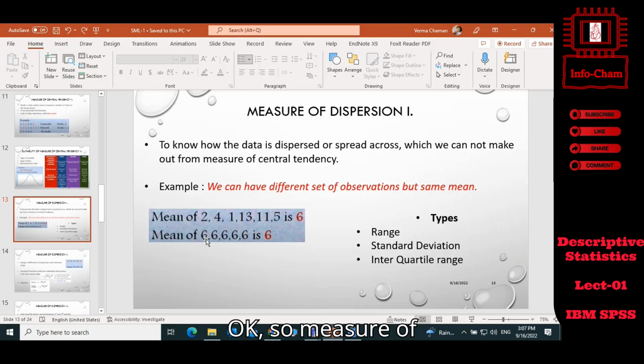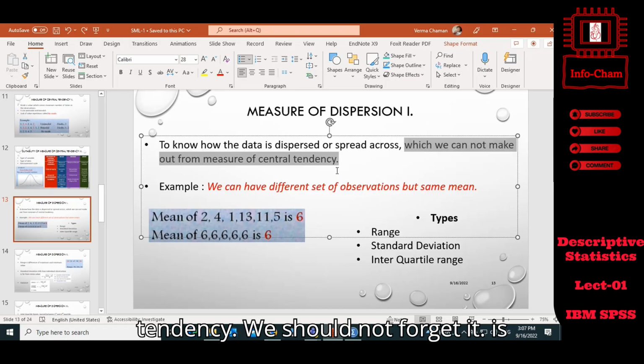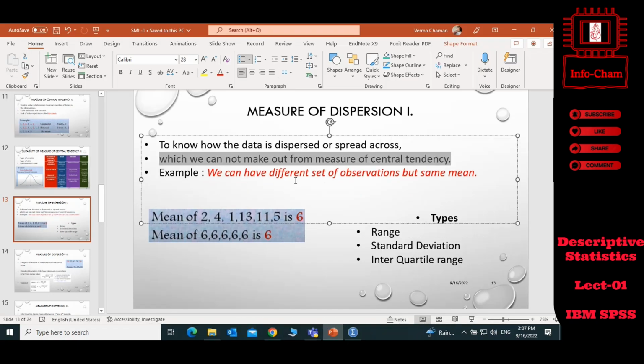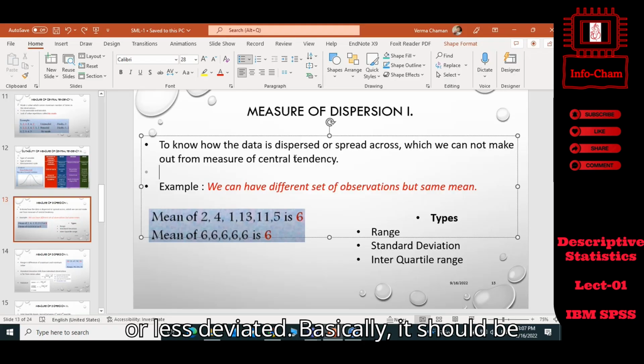Okay, so measure of dispersion. Dispersion is the standard deviation. How the value is deviating from the mean average. How my data is dispersed across the data set actually, which the measure of the central tendency cannot make out. We should not forget it. It is also a good idea to use. We also usually see the standard deviation. Your data is highly deviated or less deviated. Basically, it should be less deviated, right?